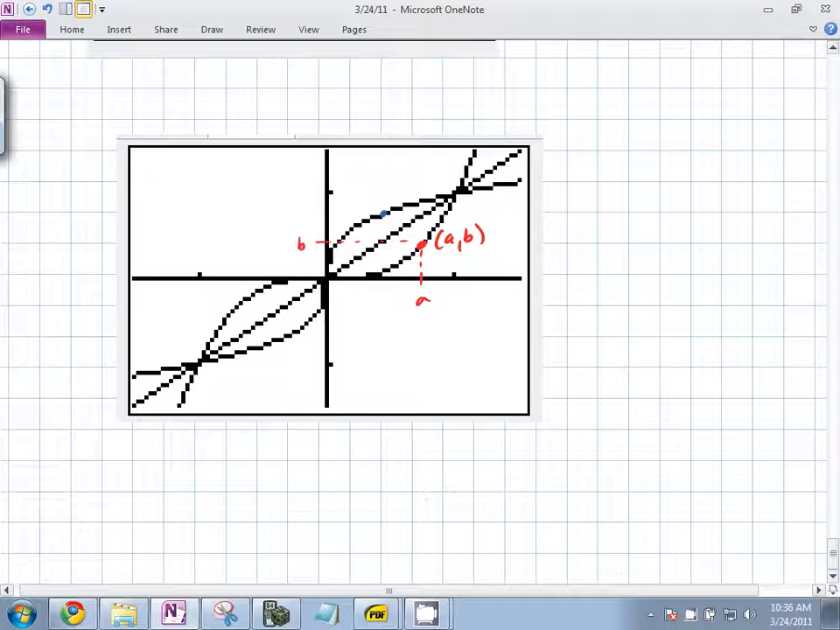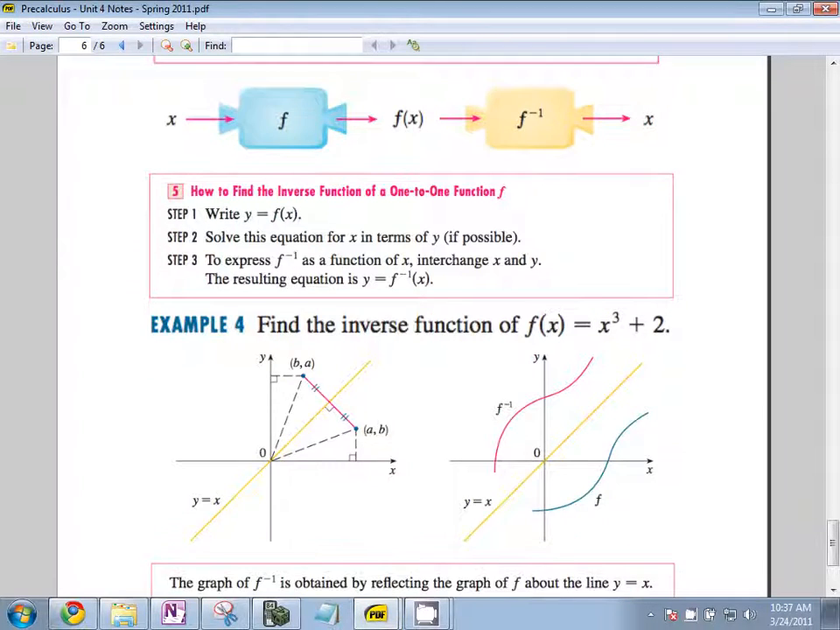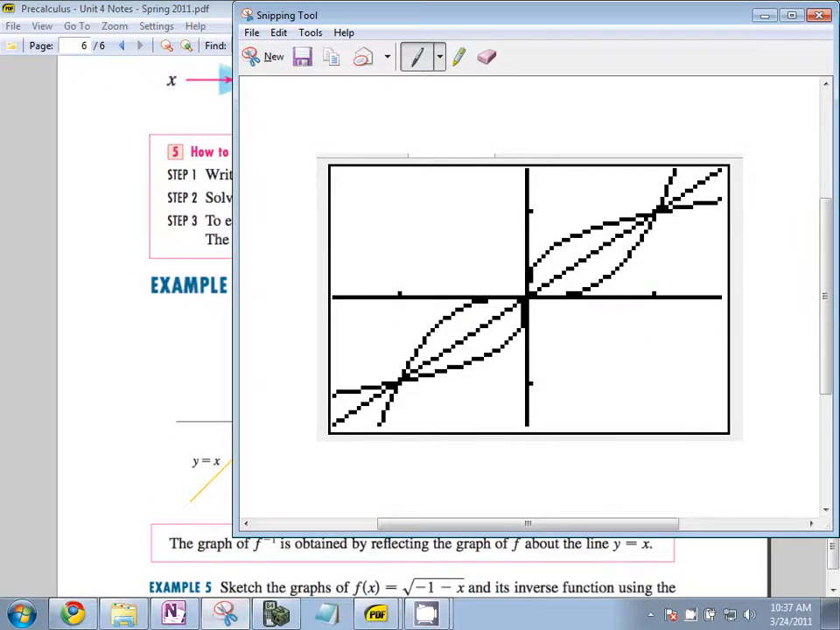The line y equals x is a reflection. Here we go. Let me give you a good picture of this. Look at that, good picture. Here they are. So let's do a new one here. It's a whole example. So here's a better picture.